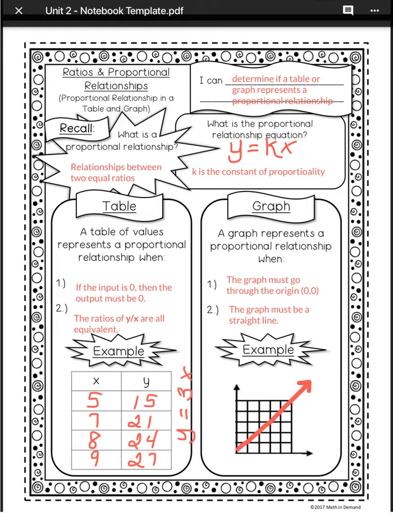graph must be a straight line, as in the example below.